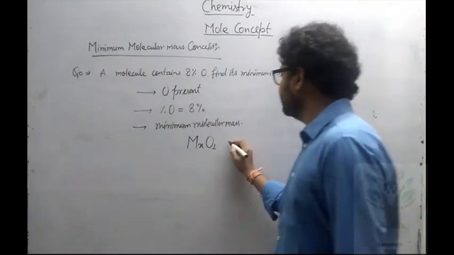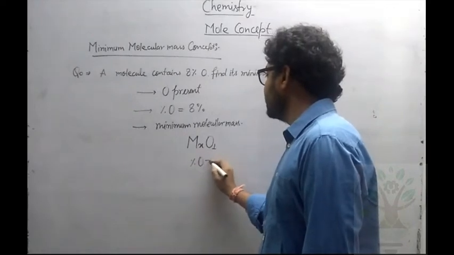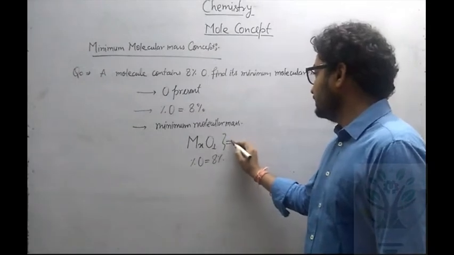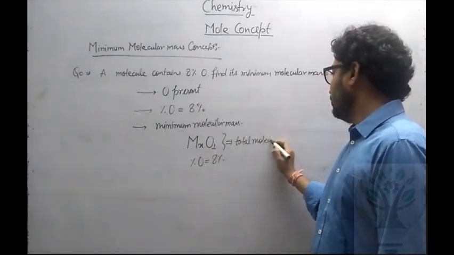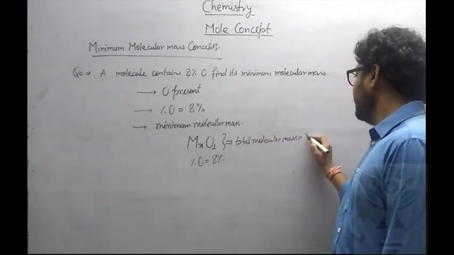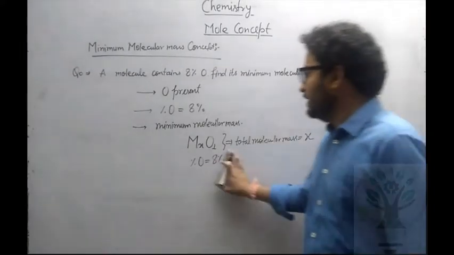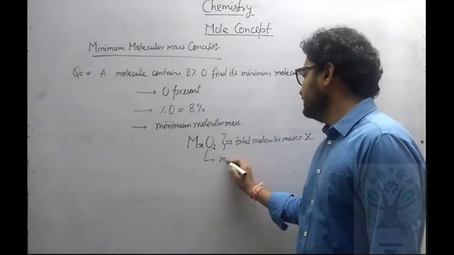Okay, now see. They are saying percentage of oxygen is equal to 8%. Do one thing, assume total molecular mass equals X. Okay, total molecular mass equals X. Since we have 1 oxygen atom, so what will be the mass of oxygen?